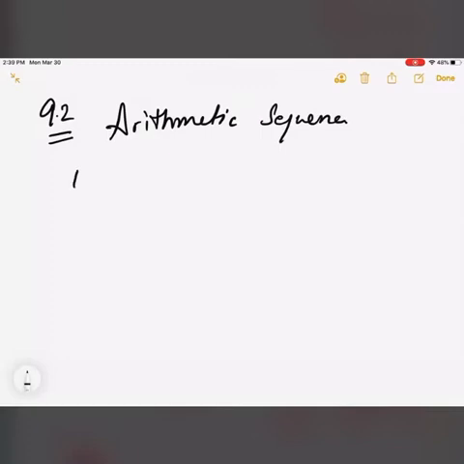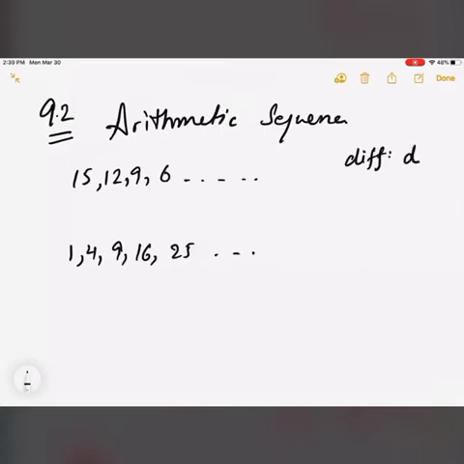So let's say I have 15, 12, 9, 6, dot, dot, dot. Another one, I have 1, 4, 9, 16, 25, dot, dot, dot. All right, how do we check if it's arithmetic or not? First thing you need to do is find the difference. For difference, the symbol is lowercase letter d. Okay, how do we find the difference?